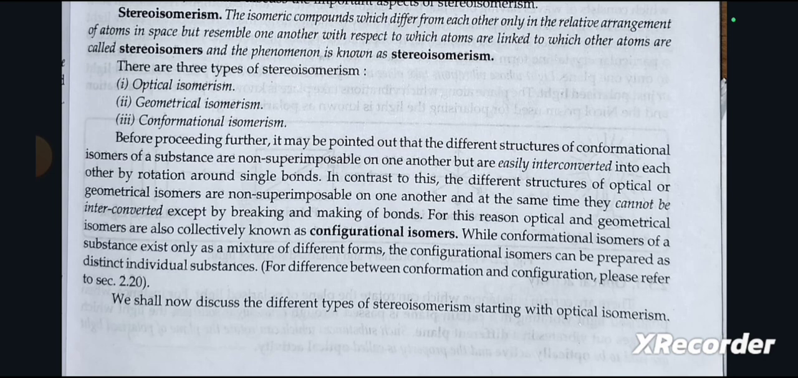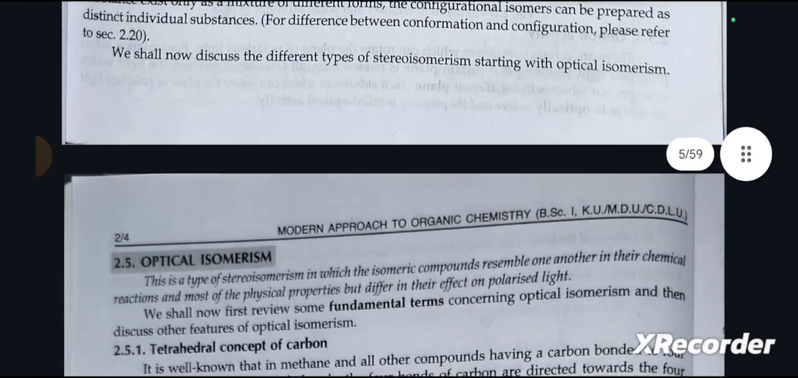While conformational isomers of a substance exist only as a mixture of different forms, the configurational isomers can be prepared as distinct individual substances. For the difference between conformation and configuration, please refer to Sec 2.20. We shall now discuss the different types of stereoisomers, starting with optical isomerism.